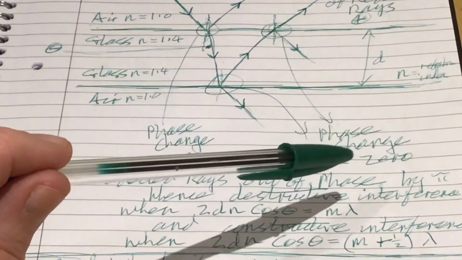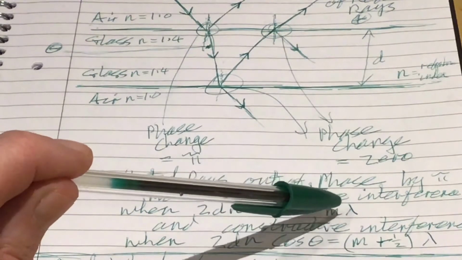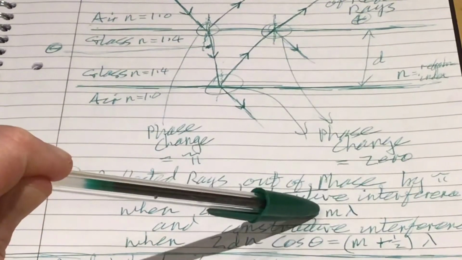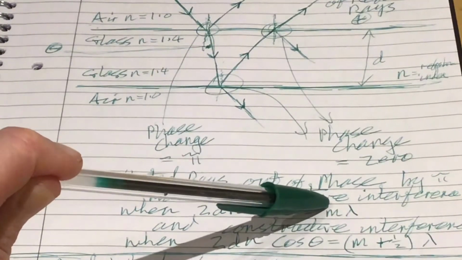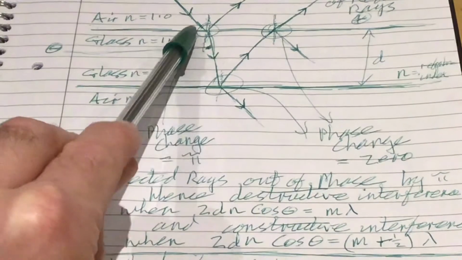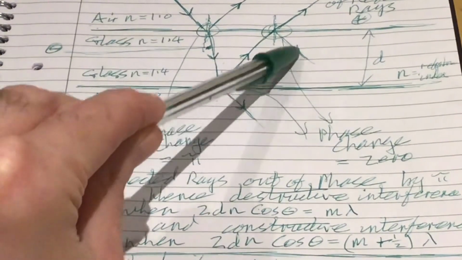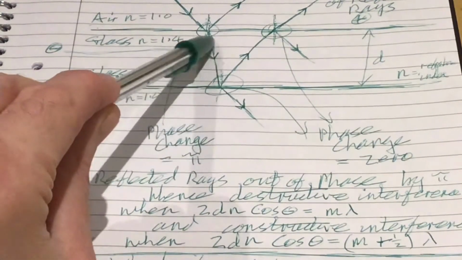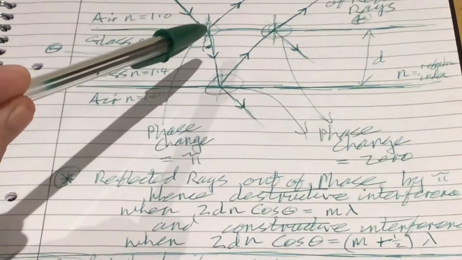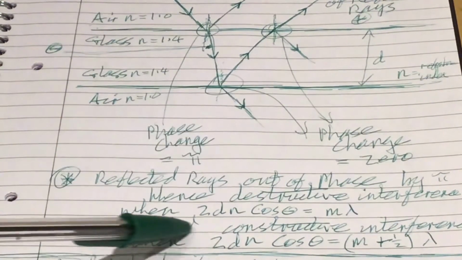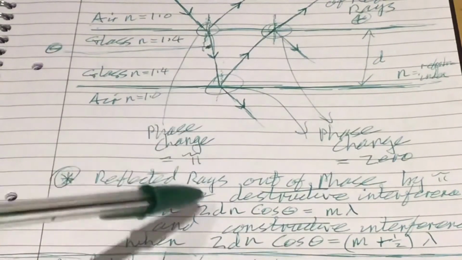But wait, you say, we've been taught all along that m lambda or n lambda was constructive interference. Well, as I said when we first looked at this topic, yes, that's true, unless, of course, some sneaky so-and-so has put in a phase change here, but no phase change here or here. So that means that what once was constructive, because of that phase change, is now destructive. And there we've got the constructive interference formula for this arrangement.